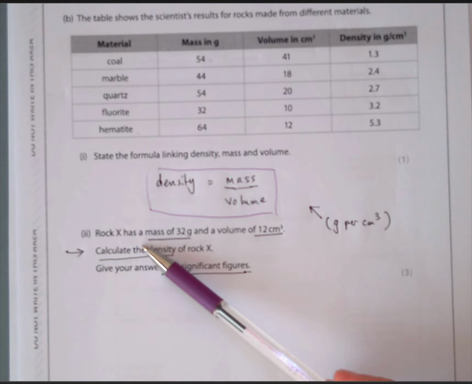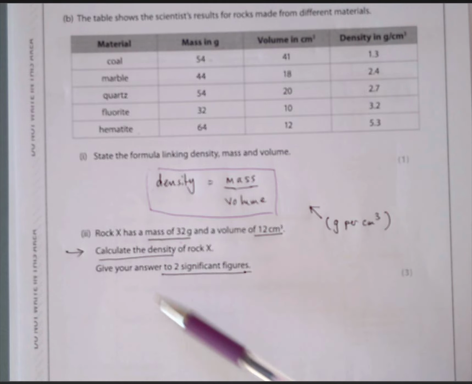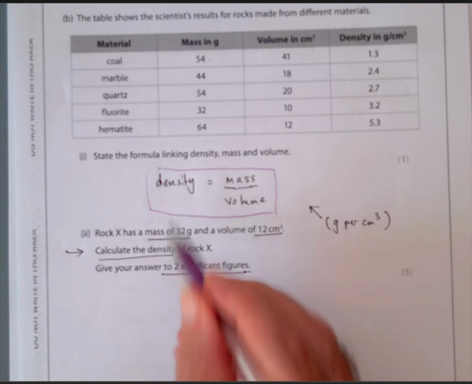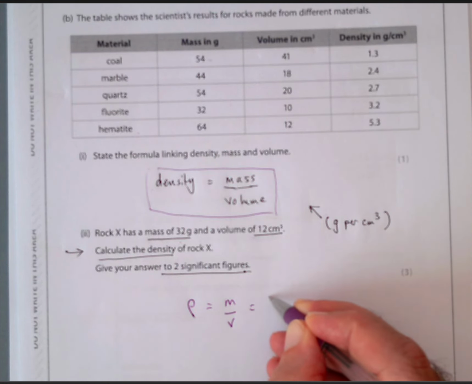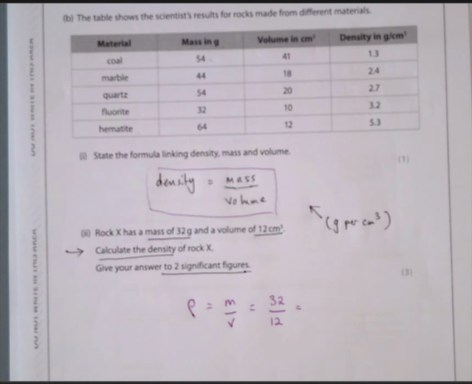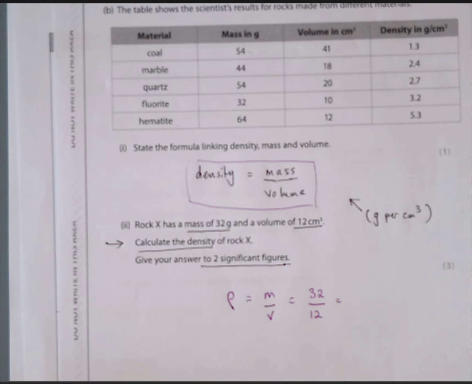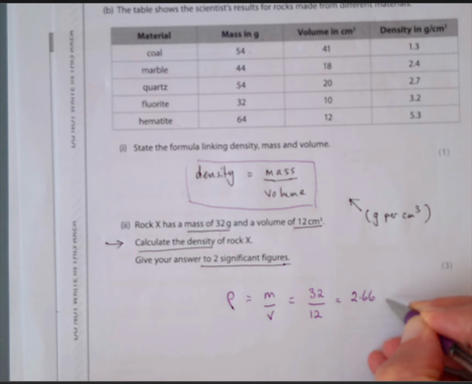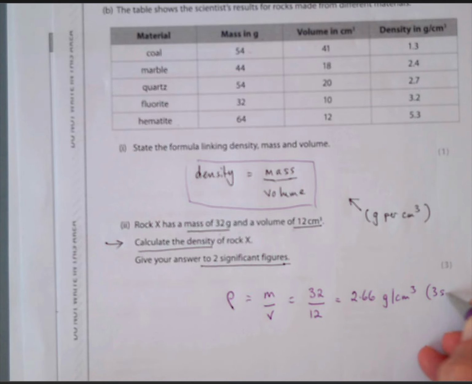So the rock X that we just used in our experiment was 32 grams and 12 centimeters cubed. So you've got to calculate density. That means density, which is rho, would equal m over v, which would be 32 grams divided by 12, and you work out what the volume is according to the mark scheme. 32 over 12 is 2.66, and that's grams per centimeter cubed. So that's 3 significant figures.